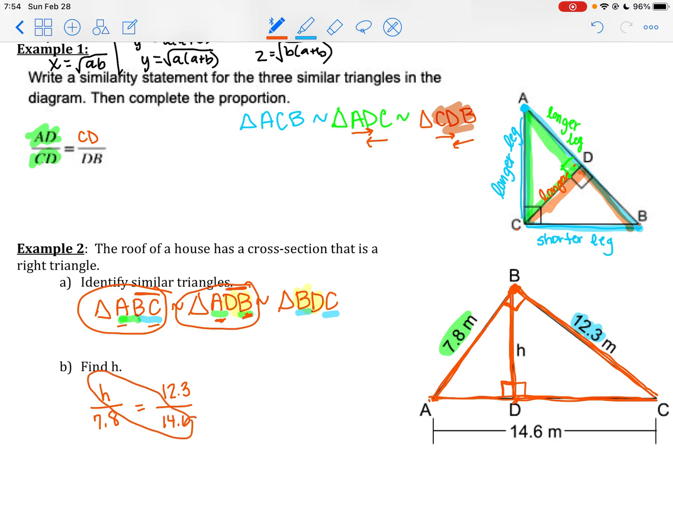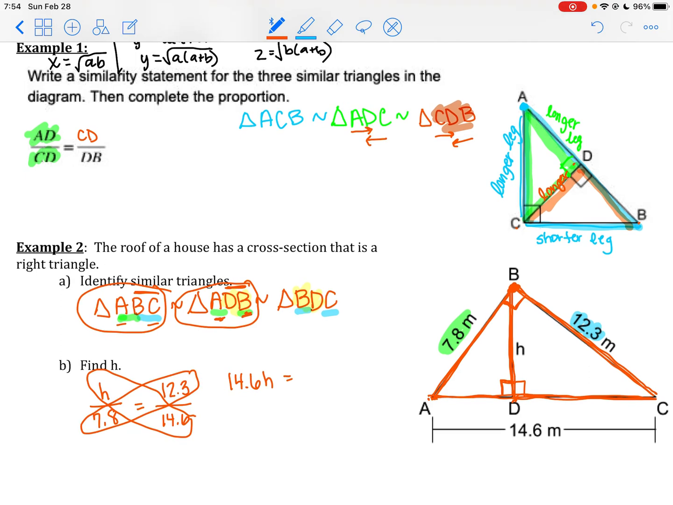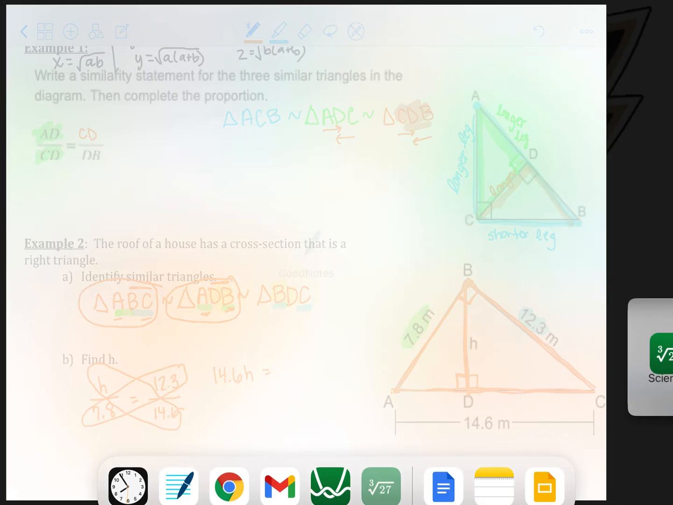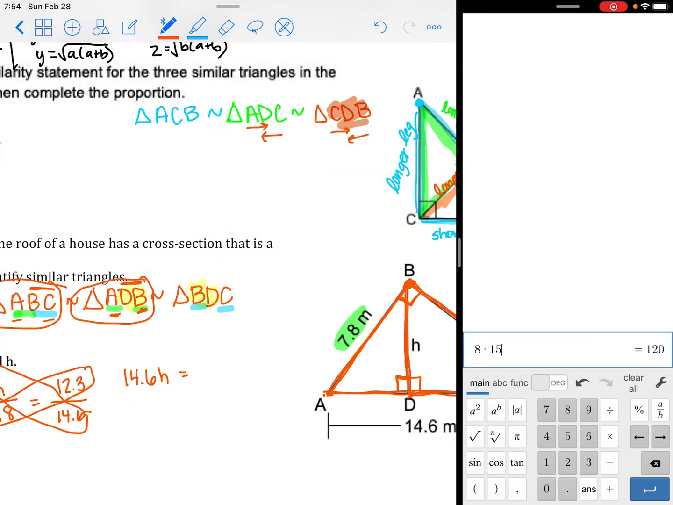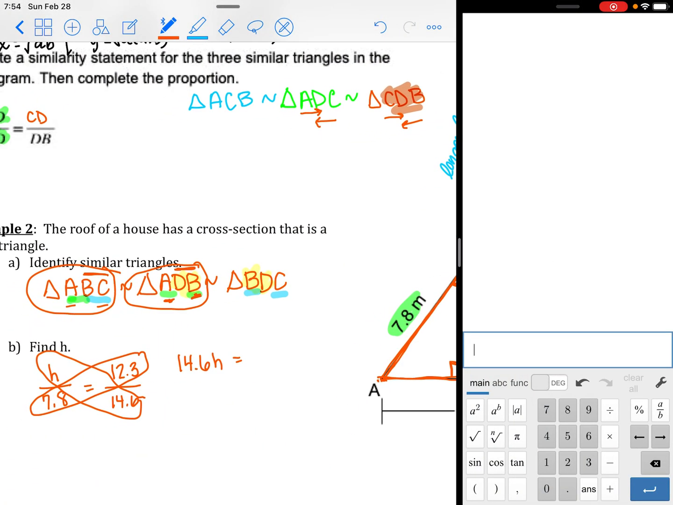So I'm going to multiply my cross products, 14.6H is going to be equal to, since I'm working with decimals, I'm going to pull up my calculator. And so that's 7.8 times 12.3. So that's going to give me 95.94. All right, so to figure out the value of H, I'm going to divide by 14.6 on both sides.